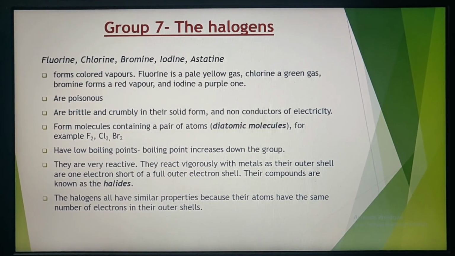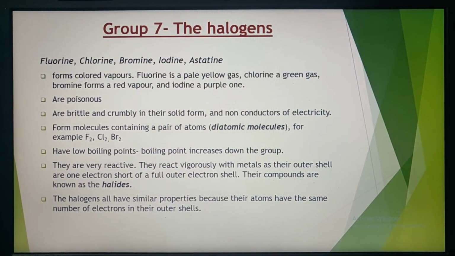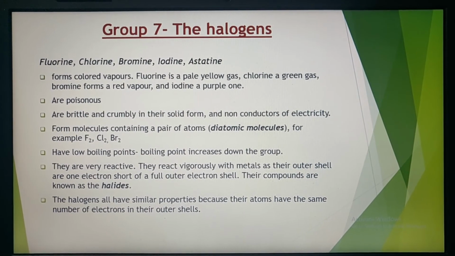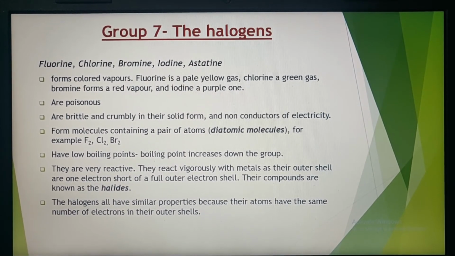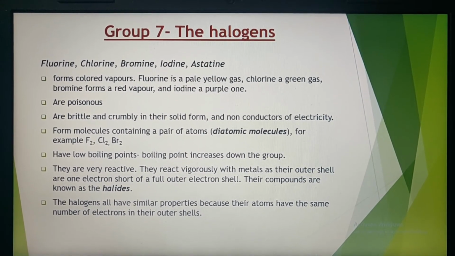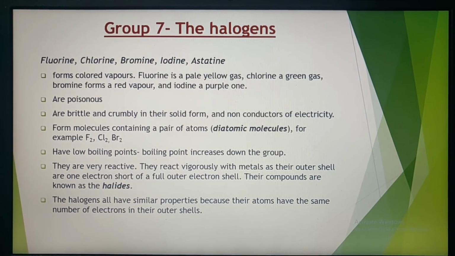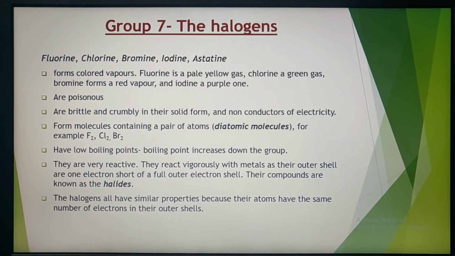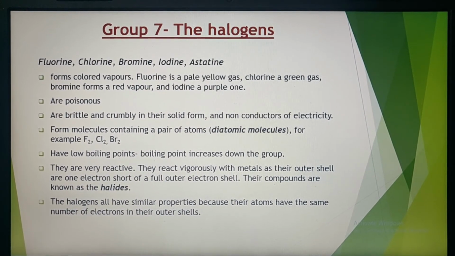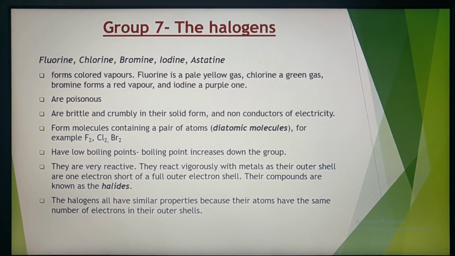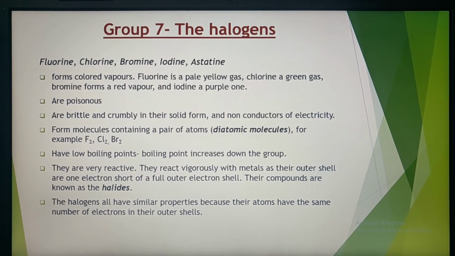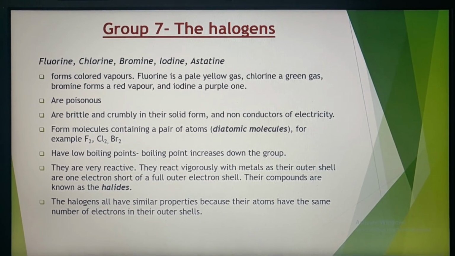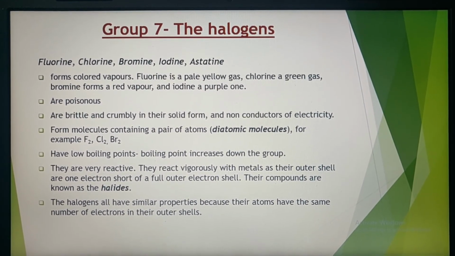They are reactive. They react vigorously with metals, as their outer shells are one electron short of a full outer electron shell. So they have one electron less in their outer shell, and their compounds will be known as the halides. For example, sodium chloride. So it goes with the word halide: chloride, bromide, sodium bromide, potassium bromide, like that.